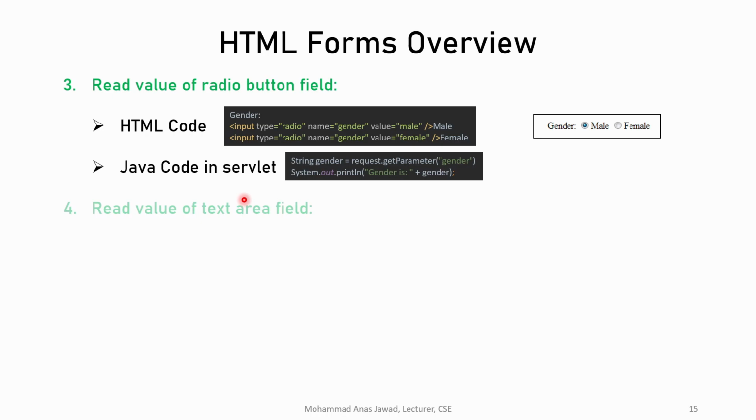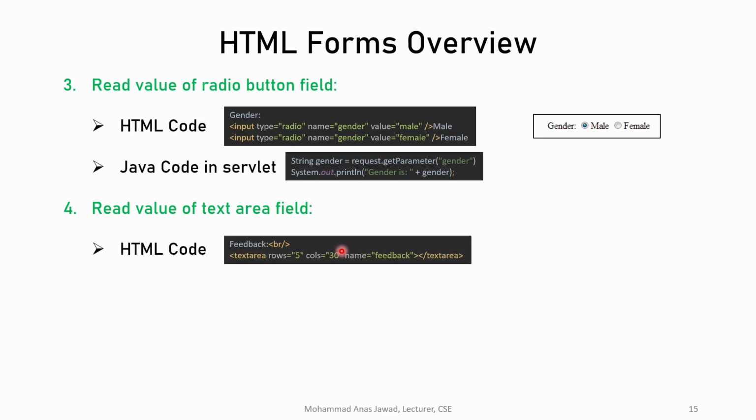So if we select male, female will be unselected, and if we select female, male will be unselected, and so on. Now, let's see how we can read the value of a text area field. In case of a text area field, we simply have to write not the input element here, but in this case, we will be using a new element called textarea. And if we want, we can specify other attributes like rows and columns for the text area field.